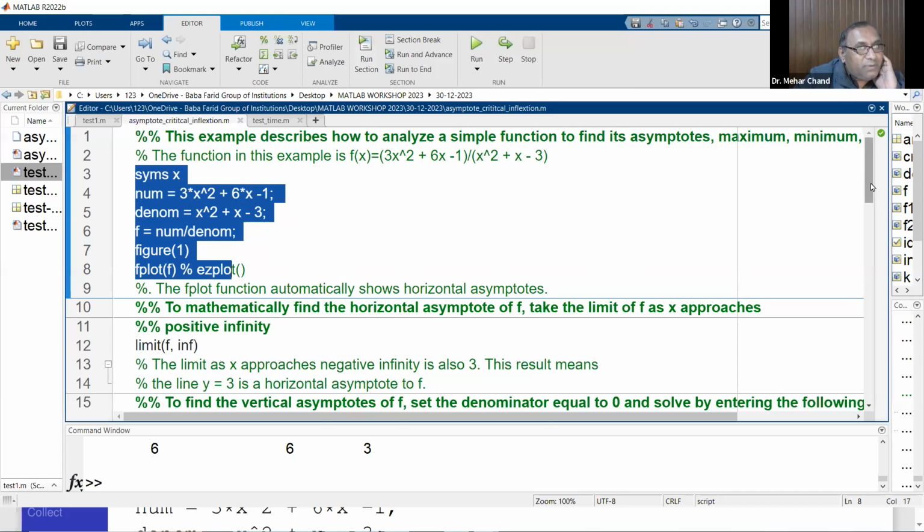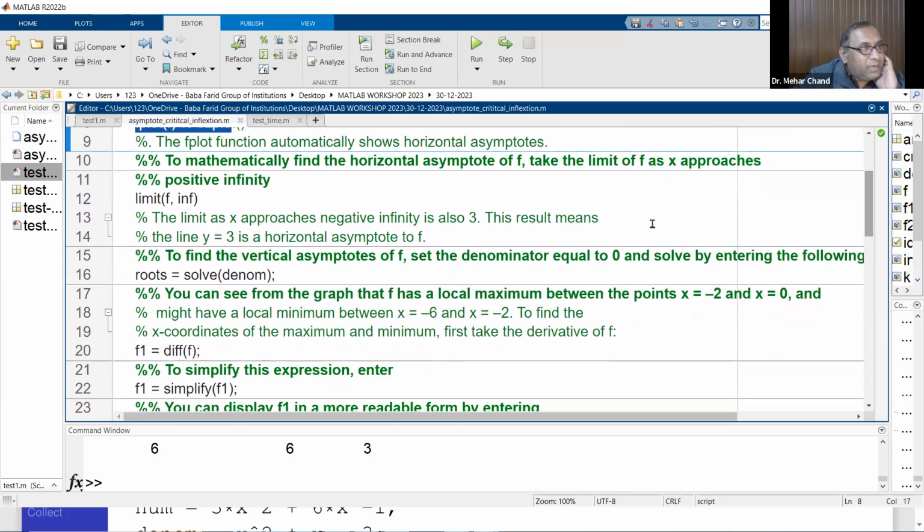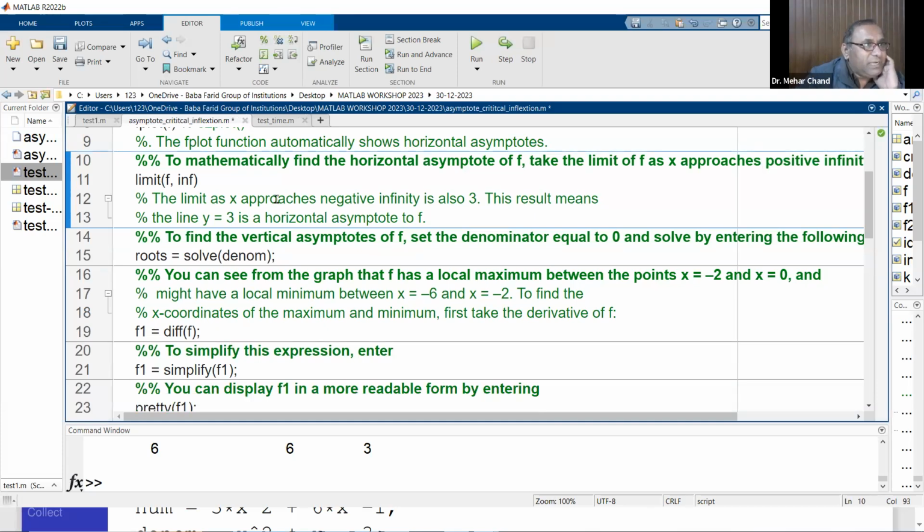Now after that we are in the second section. Now what we are doing? To mathematically find the horizontal asymptote of f, take the limit of f as x approaches positive infinity. As x approaches infinity, you can do it in this way, in a one line statement. So for the asymptote, we take the limit as x approaches infinity, and we want to calculate the asymptote. So now we want to run only this section.